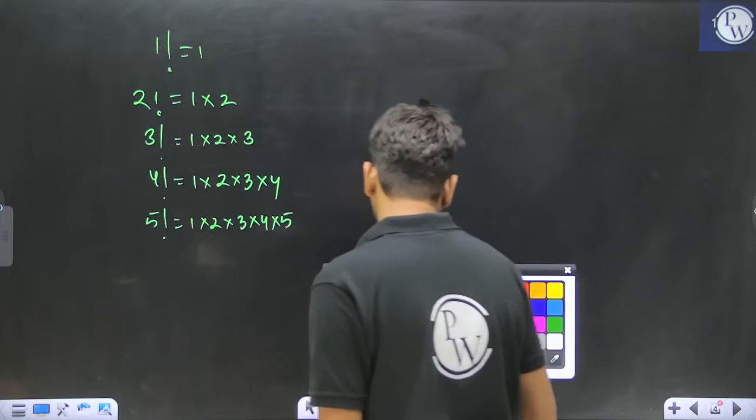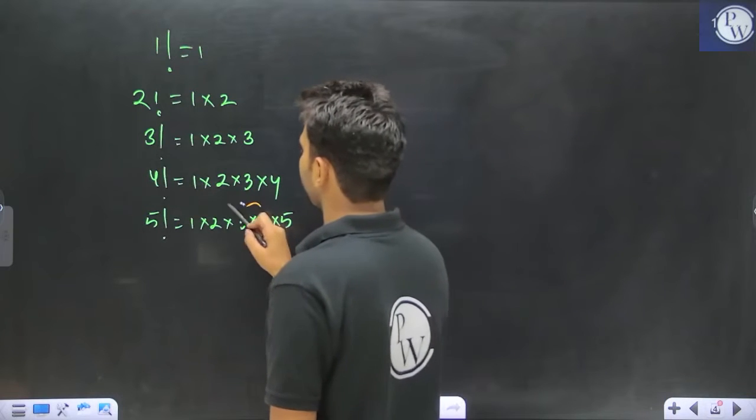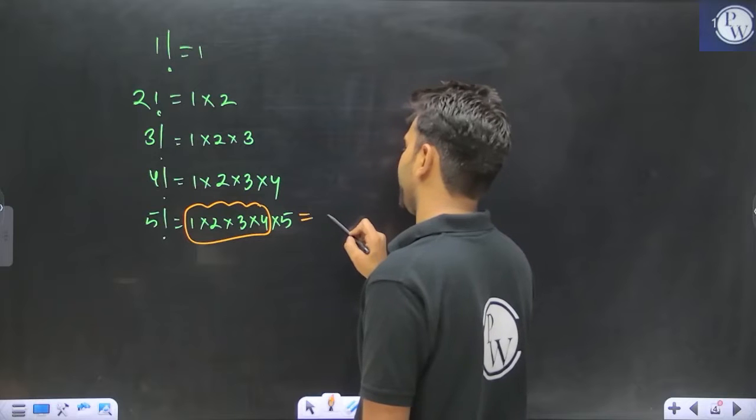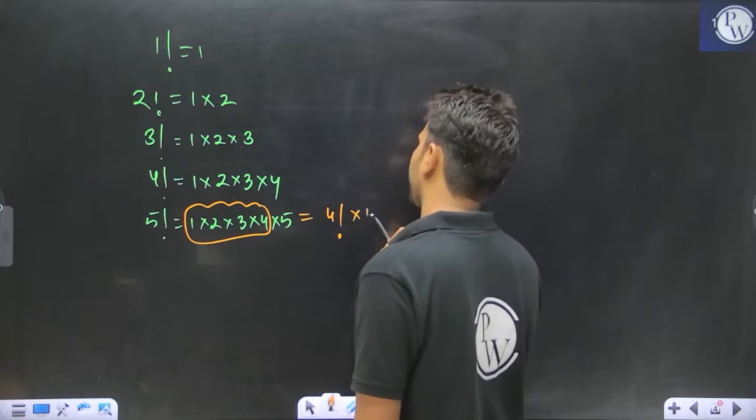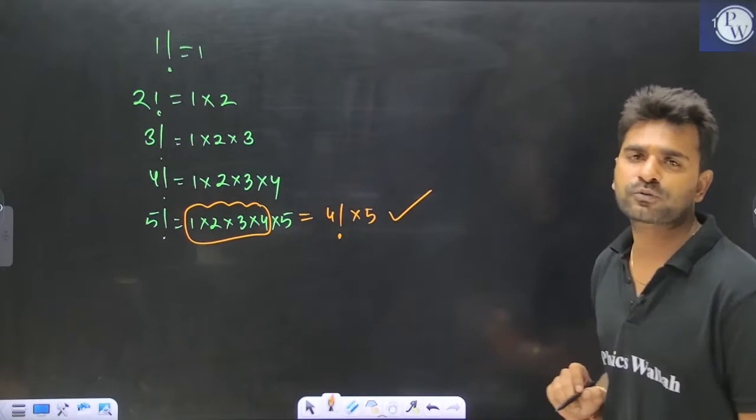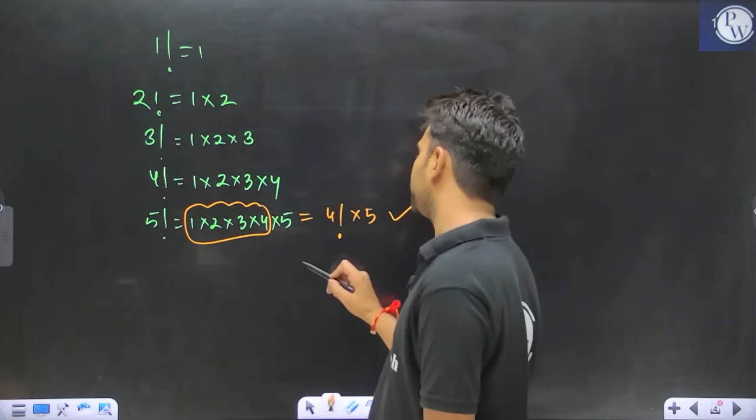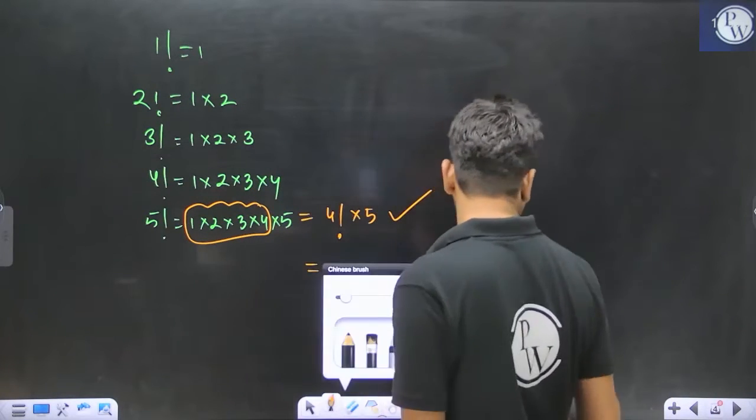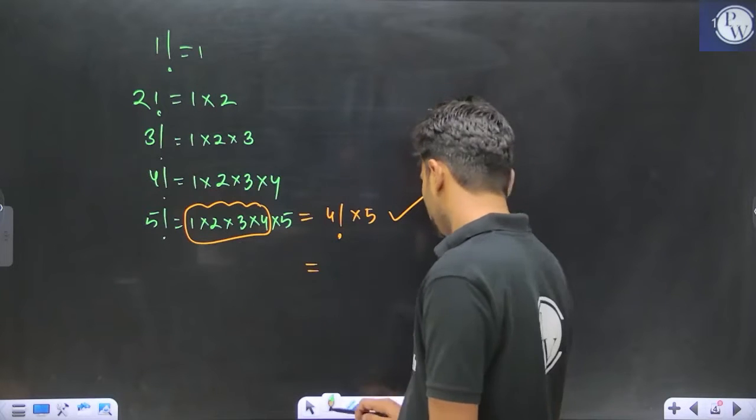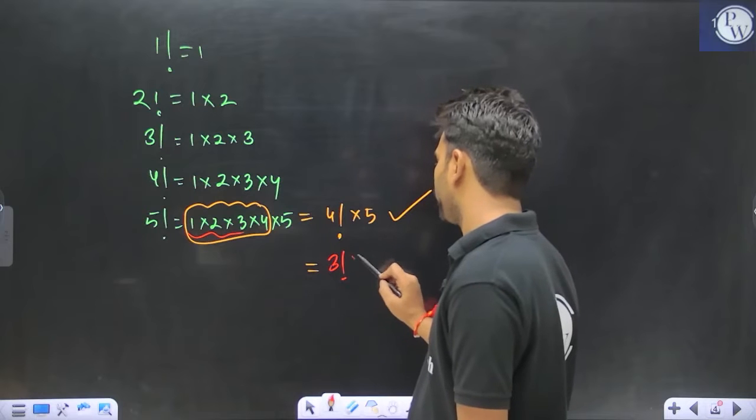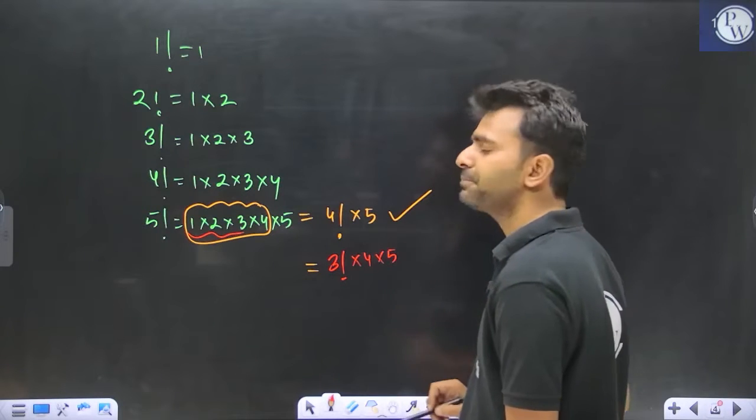Yes? Okay. If somebody comes and tells me, sir, this is nothing but 4 factorial, so I would like to write down this thing as 4 factorial times 5. Can I do that? Yes, obviously, because 5 factorial is 1 into 2 into 3 into 4 into 5. If somebody tells me, sir, I would like to write this as 3 factorial times 4 into 5, yes, that is absolutely right.